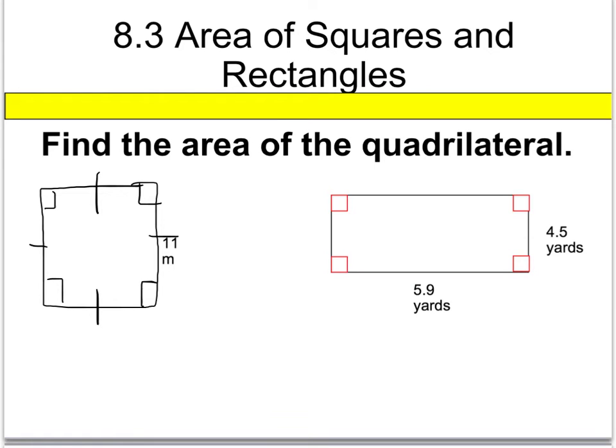Alright, so looking here, find the area of the quadrilateral. What I want you to do is pause quick and finish these problems if you think you know how to do them.